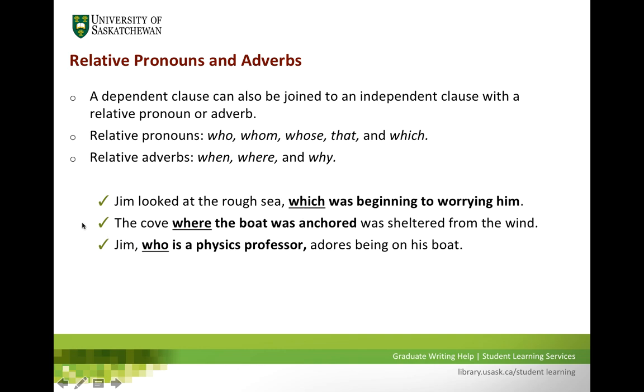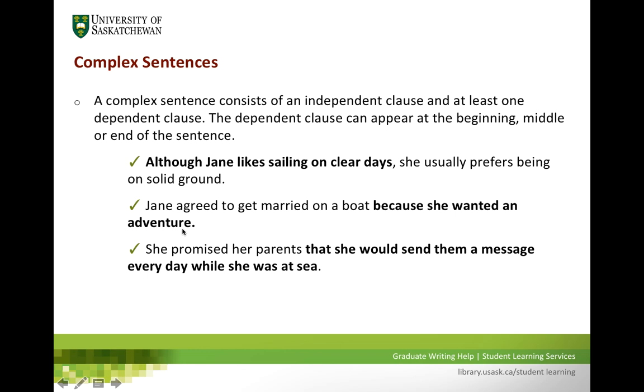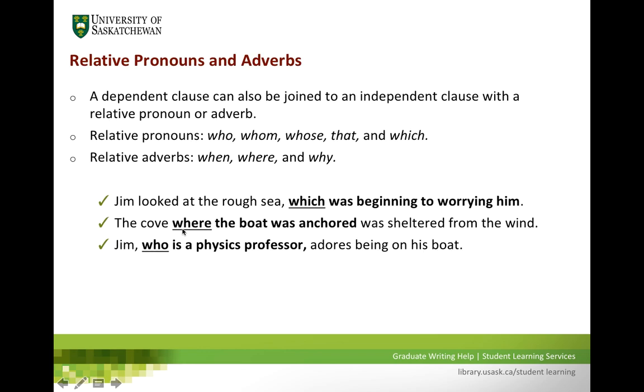And the next sentence: the cove where the boat was anchored was sheltered from the wind. So in this case, where is a relative adverb, and it is replacing the word cove. And in the last example here, Jim, who is a physics professor, adores being on his boat. Who replaces Jim. Who is a relative pronoun, and the antecedent is Jim.